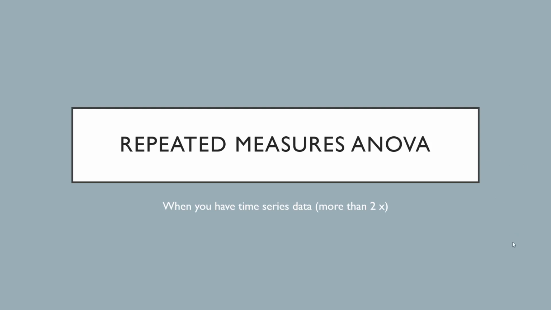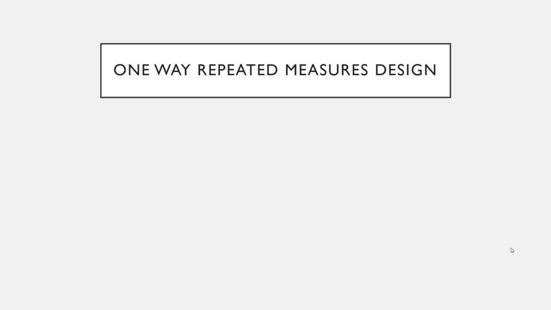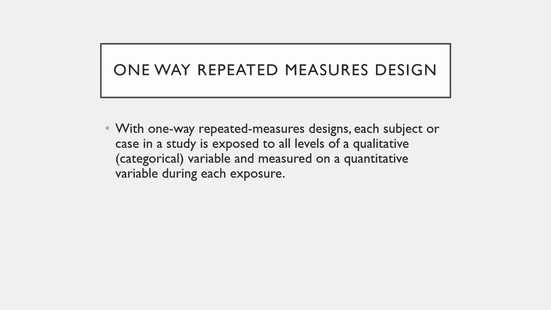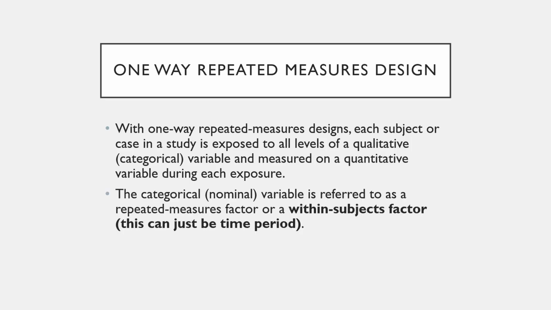All right, a repeated measures ANOVA is used when you have time series data with more than 2 time periods. In a one-way repeated measures design, each subject or case in the study is exposed to all levels of a qualitative categorical variable and measured on a quantitative variable during each exposure. The nominal variable is referred to as a repeated measures factor or within subjects factor, and it can just be time period. The quantitative variable is called the dependent variable.